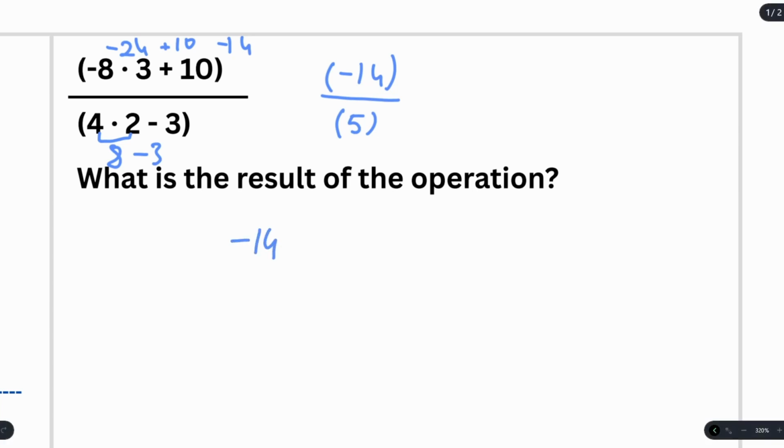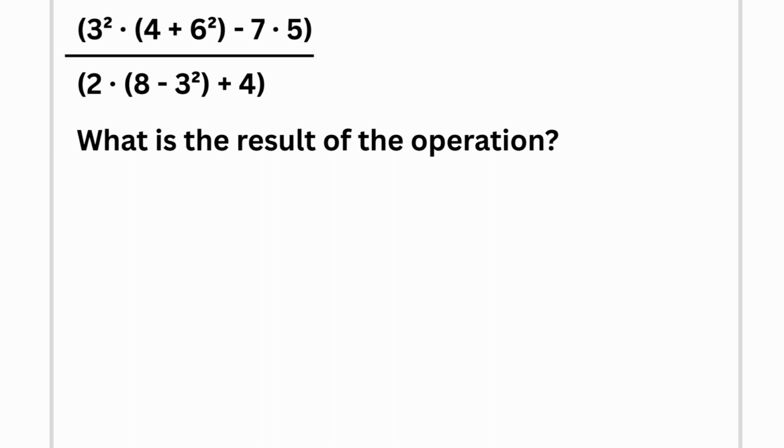Negative 14 divided by 5, which you can also write as 14 divided by negative 5, because it doesn't matter, as we learned from the previous video. It was the first video, I think. Or you could just put the negative here and then write like this. Doesn't matter. Here's the second question.